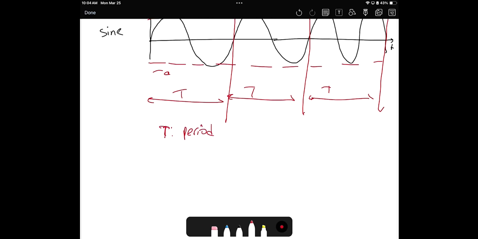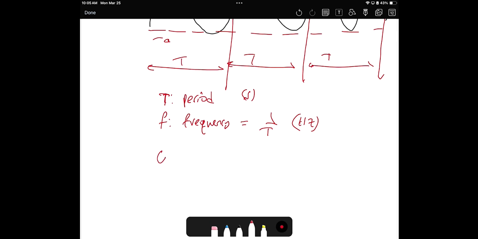And we also make a definition called frequency, which is how many times it will be repeated per second. So the period is in seconds, and the frequency is actually 1 over the period, which is 1 over second, or second inverse, or in other words hertz. Then we also define omega as angular frequency, omega equal to 2 pi times f, and the unit of it is radian per second.